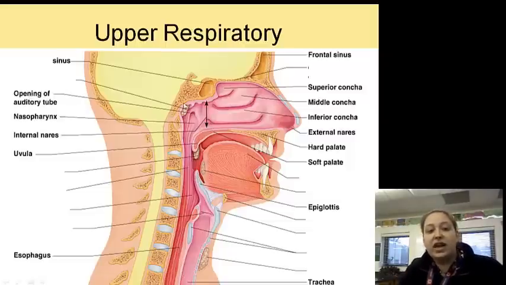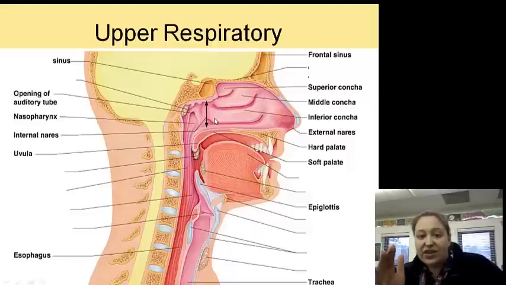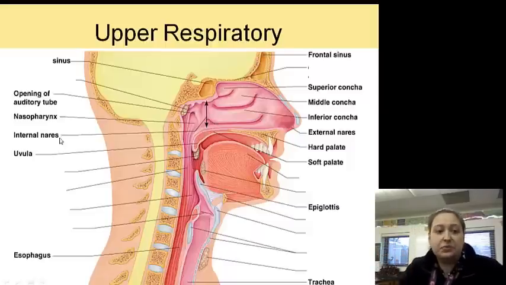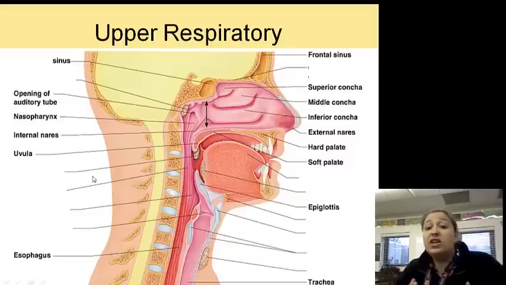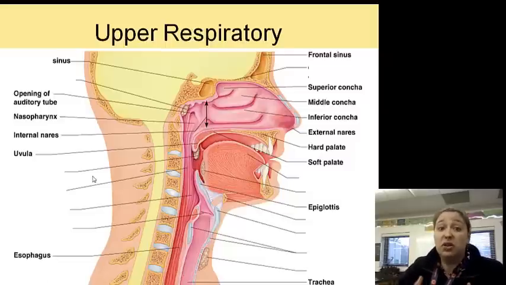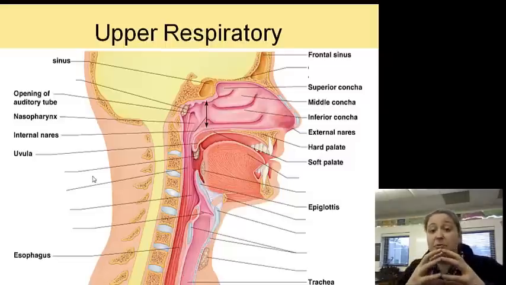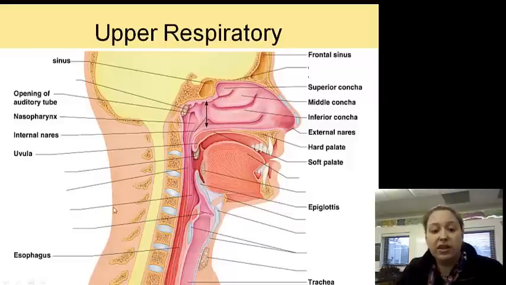Over on the other side, we've got some auditory openings that go to the ears. We've got our nasopharynx, which is between the nasal cavity and our actual pharynx. We've got some internal nares, or internal nostrils, that connect the back of your throat to your nasal cavity. You've got your uvula, which is going to be our bolus measuring, remember that food globule, to make sure that you don't choke. And then down here, we've got our esophagus going behind our trachea.